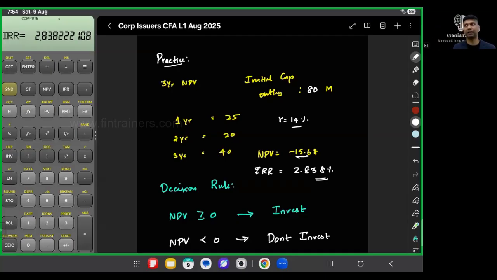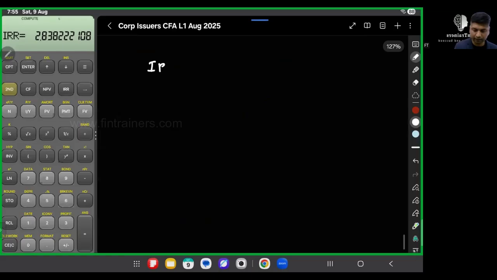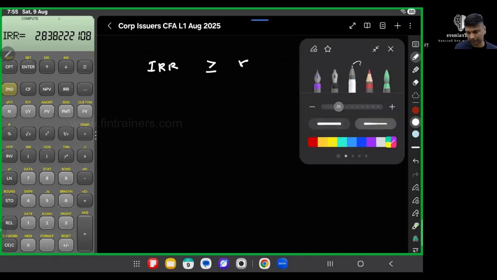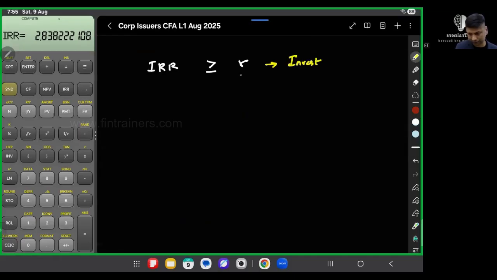Is the IRR greater than the hurdle rate or not? The hurdle rate is usually the discount rate that we use. So if 2.88% is less than 14%, we can't use it. The decision rule: if IRR is greater than or equal to R, then invest. R, we like to call the hurdle rate. Oftentimes, people equate it to the discount rate, but not necessarily always.